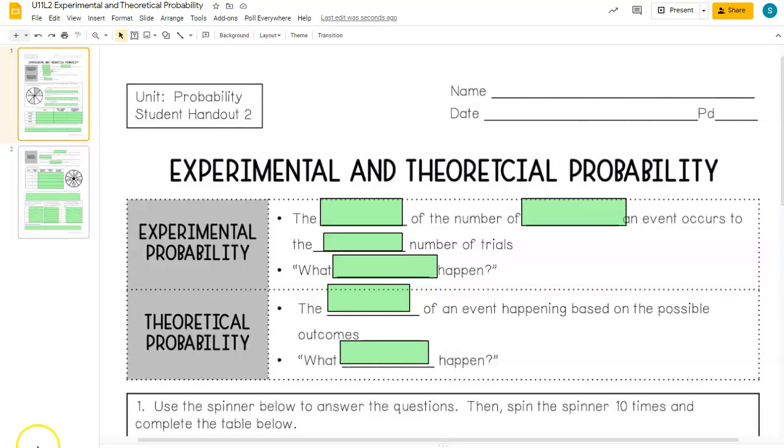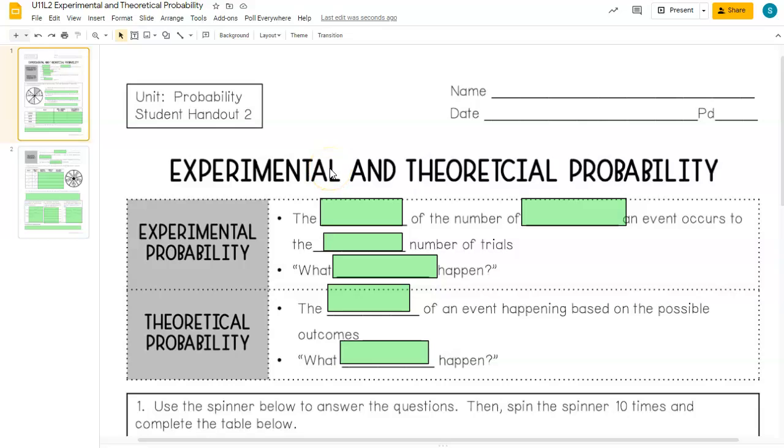Passon. Today we are continuing our unit on probability. Today we are talking about experimental and theoretical probability. This is Unit 11, Lesson 2. Okay, experimental and theoretical probability. Now you might have an idea.